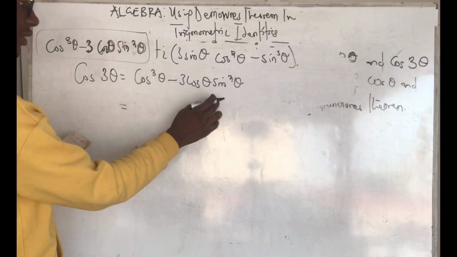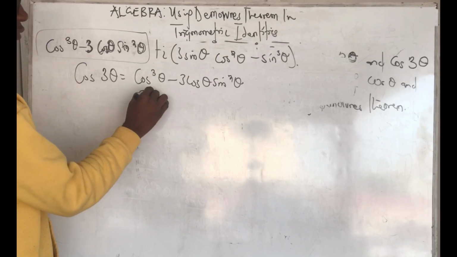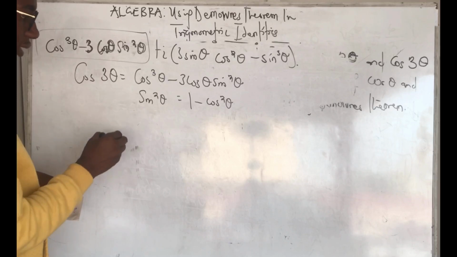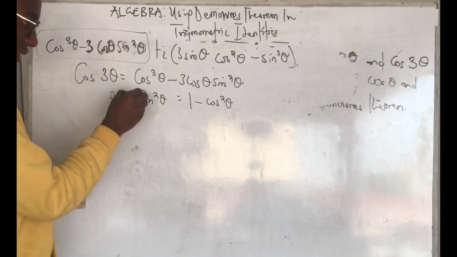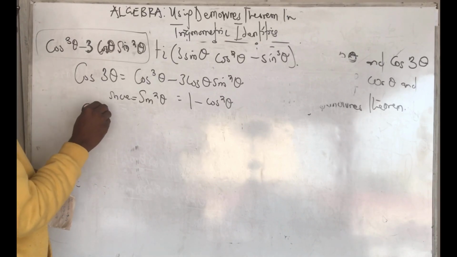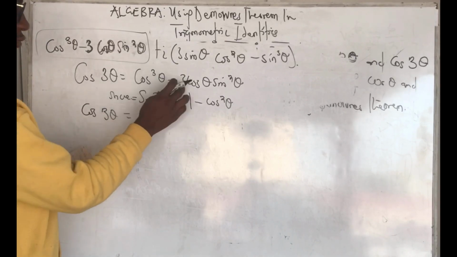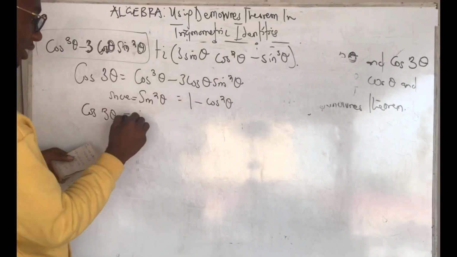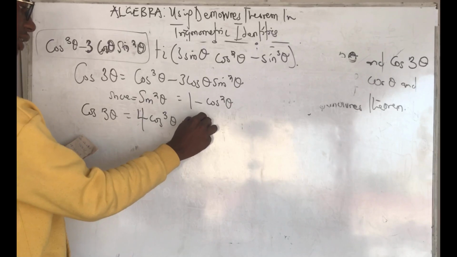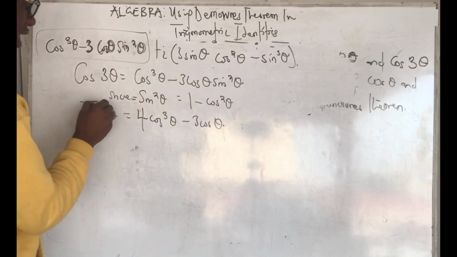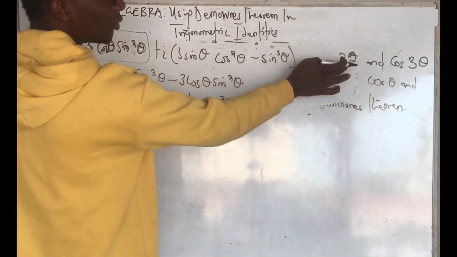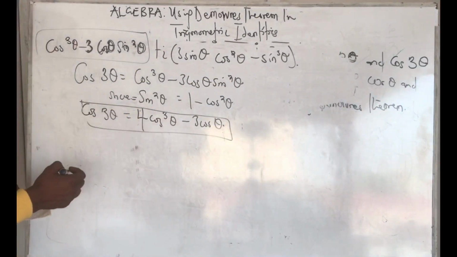If you want to expand this very well, we know that sine square theta is the same as 1 minus what? Cos square theta. So since you know this, in trigonometric identities, our cos 3 theta now becomes what? When you put 1 minus cos square theta here, you will be getting 4 cos cube theta minus 3 cos theta. And that becomes the expression for cos 3 theta.